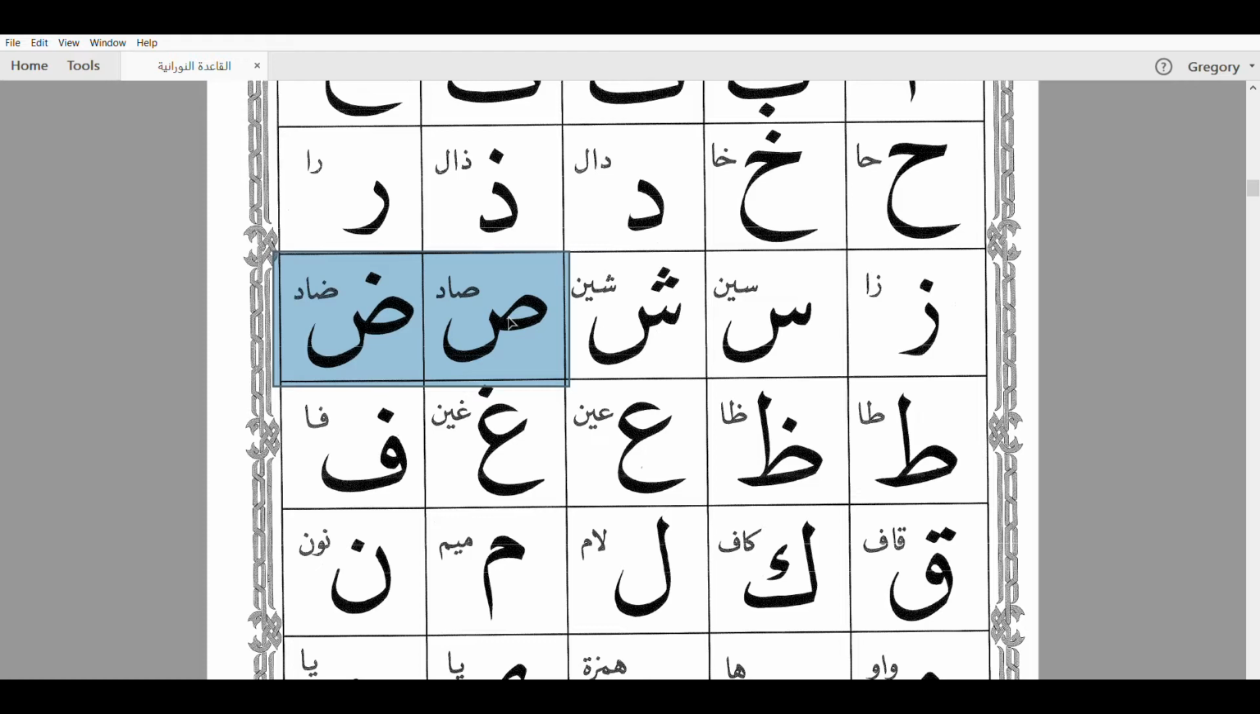Sod. Then you have bod. The way to remember these next three, which are kind of similar, is like when you were a kid and you would blow up your cheeks. Your cheeks are going to puff out when you say this letter. Bod. Bod.